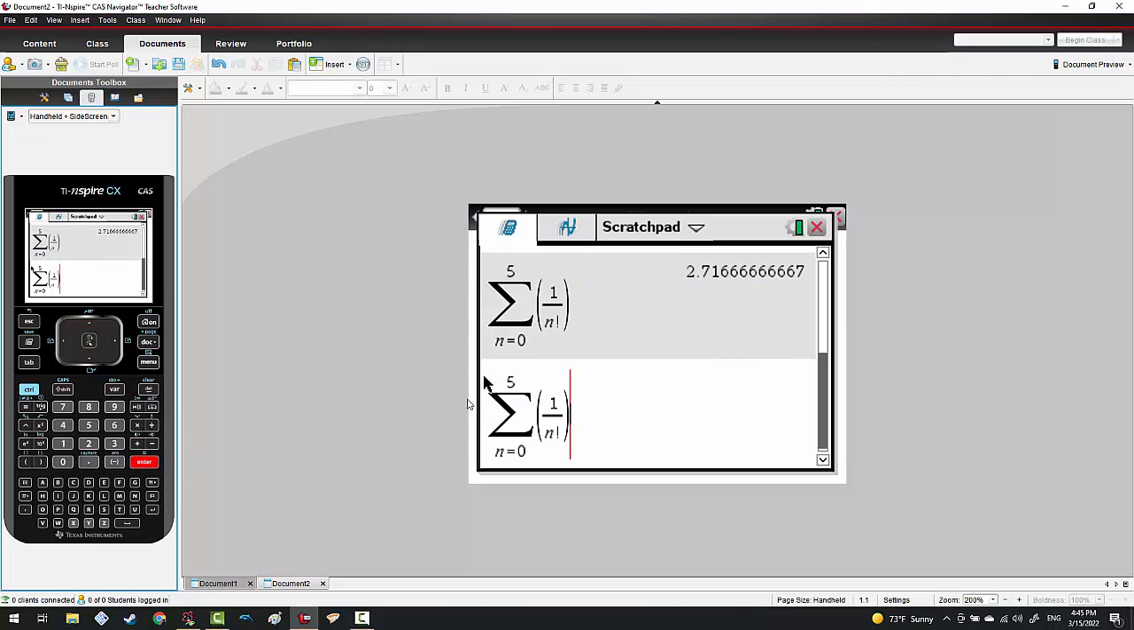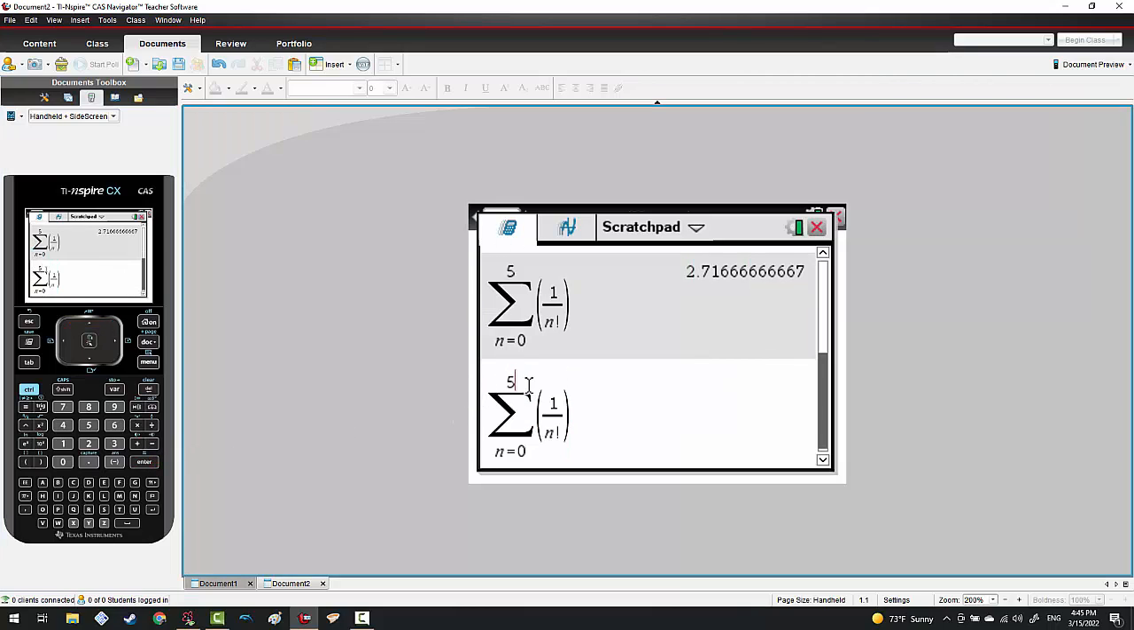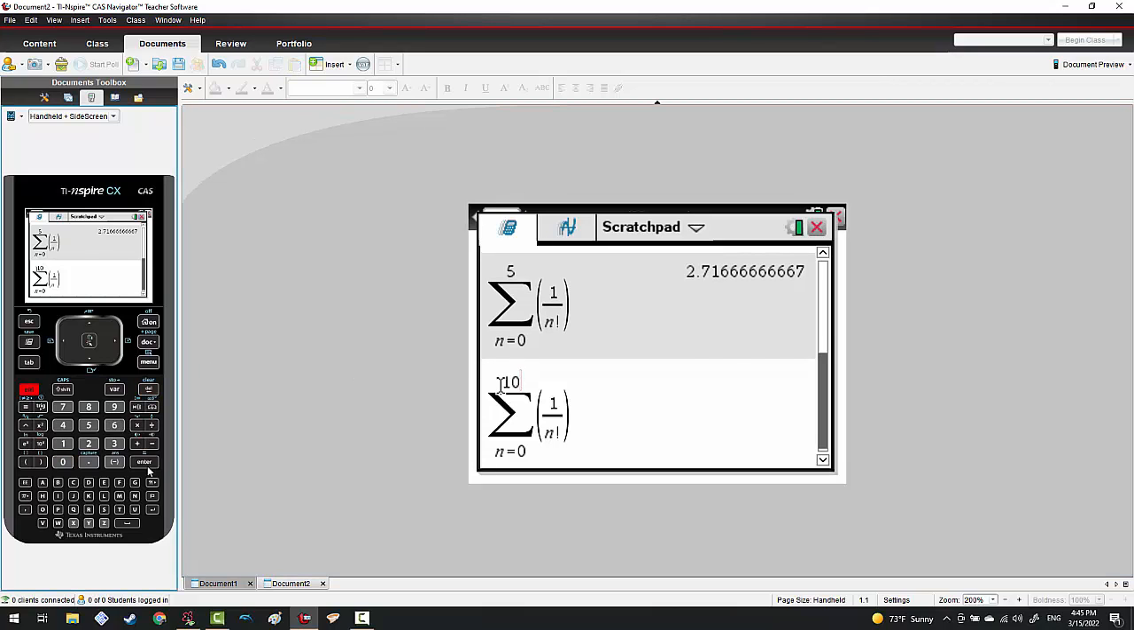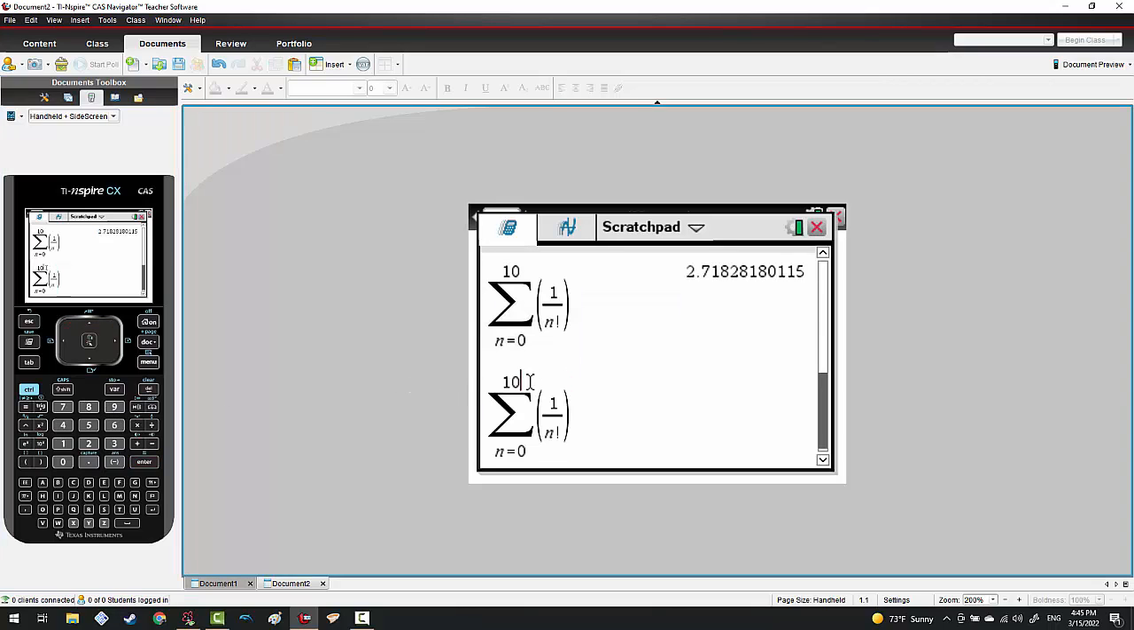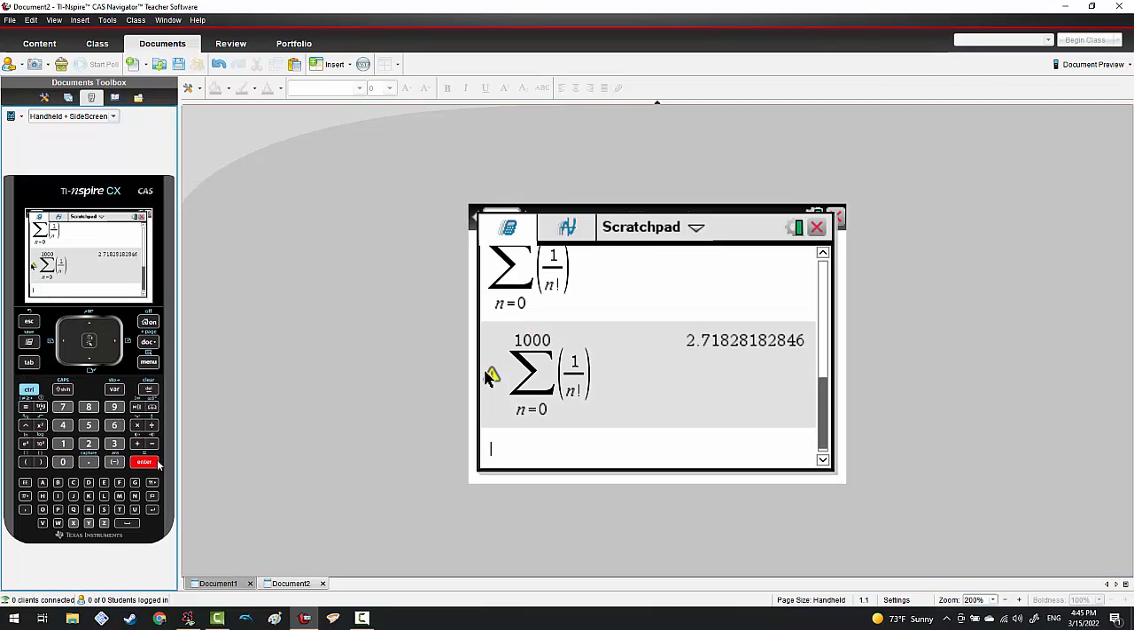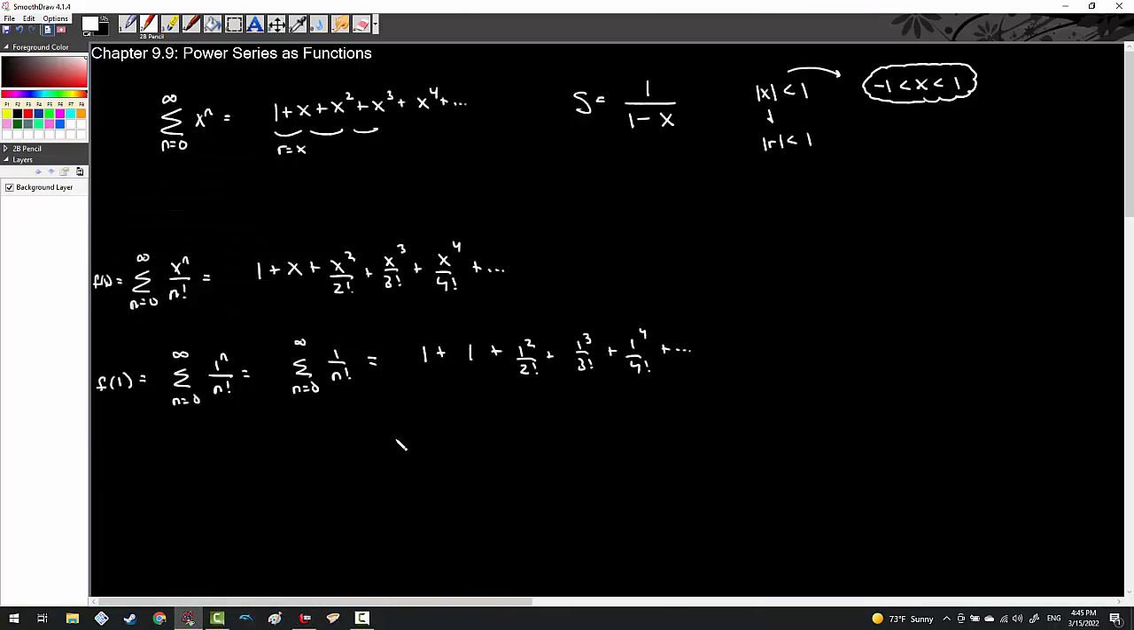If I let this number get even larger, say like 10, I'm going to hit Control Enter. I get 2.7182. And then finally I'm going to let n go to 1,000. And I should be converging upon a number that looks really familiar, this 2.71828, and that is e. So what I've been doing here is taking the power series that represents e to the x and plugging in 1 into that power series, giving me e to the 1.